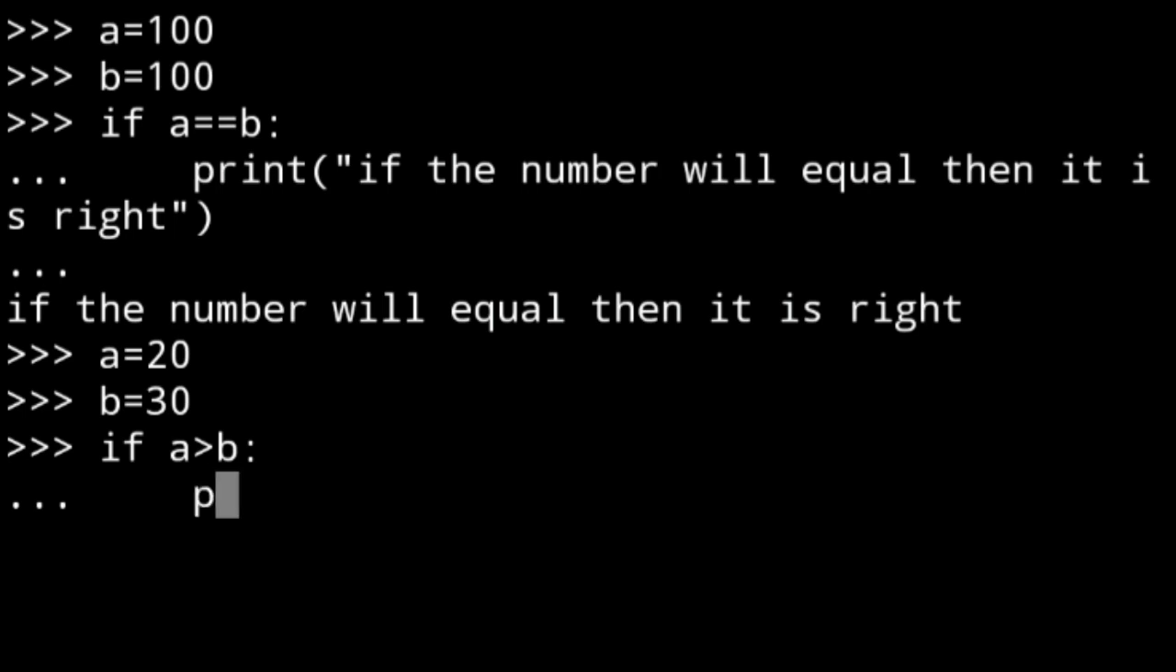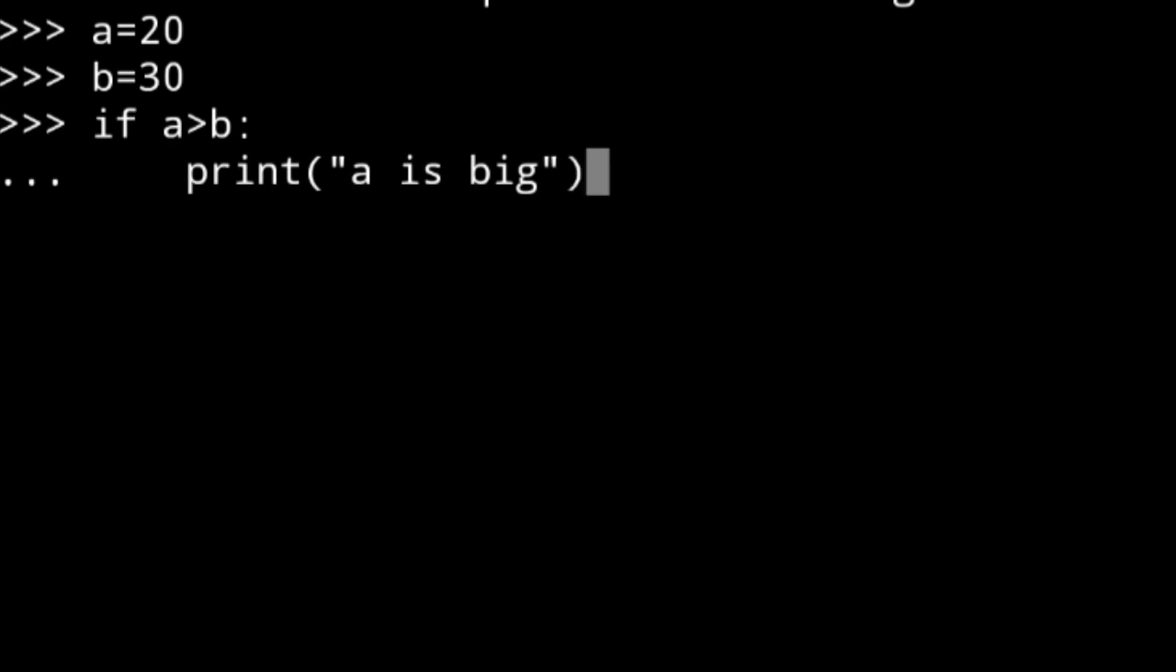Then what you have to write? Print "A is big." This must be in quotation marks because it is a string. So I am putting the quotation mark: A is big. Close the quotation mark and close the bracket. Then after we will write the else statement, and if this statement will not run, then else will run.